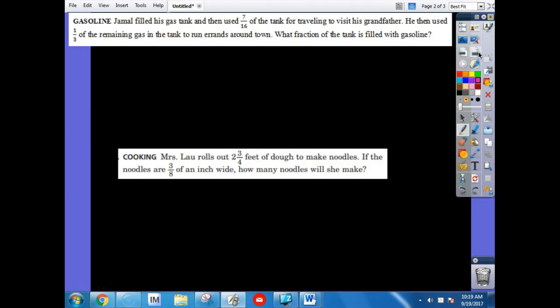So a couple more fraction operations that we're going to look at here. Jamal filled his gas tank and then used 7/16 of the tank for traveling to visit his grandfather. He then used 1/3 of the remaining gas to run errands around town. What fraction of the tank is filled with gasoline? Okay, so this 1/3 right here, this is actually what he used.